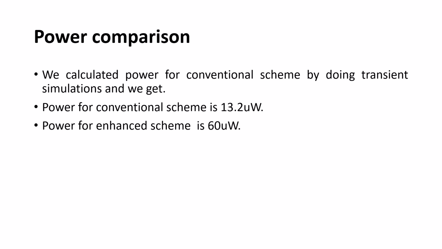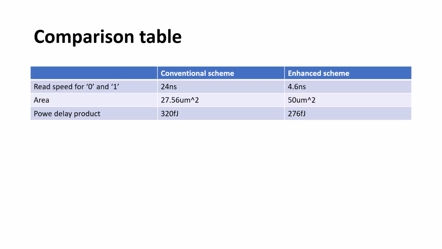So yeah, power comparison. Here we will compare the power of our conventional scheme. We compared the power of both schemes by doing transient analysis, and we got the conventional scheme power as 13.2 microwatt and the enhanced scheme power as 60 microwatt, which is very high as compared to our conventional scheme. So here we will see the comparison table for conventional and enhanced scheme.